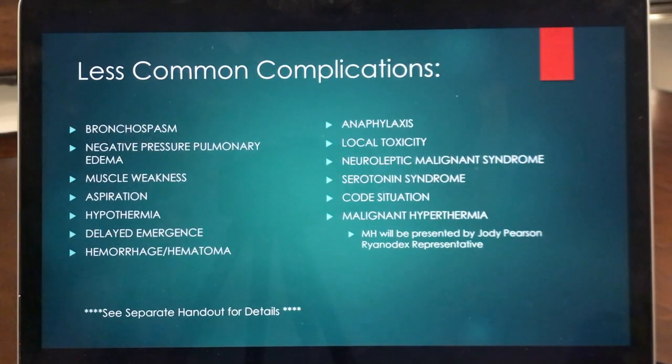Less common complications that happen during post-anesthesia are bronchospasms. While they can happen, they just don't happen too often. I'm just going to read through these, and we have a handout that goes into more detail about each one of these, but since it's unlikely that you're going to see them, we do want to mention them, but we're not going to spend a lot of time talking about them.